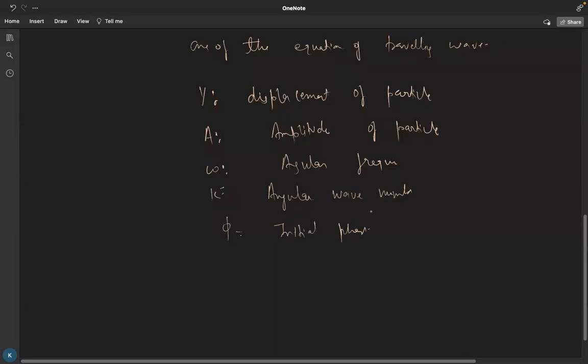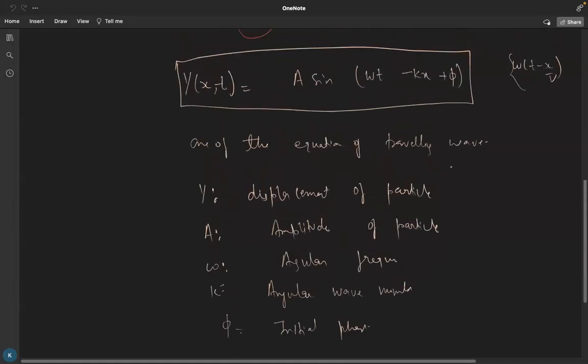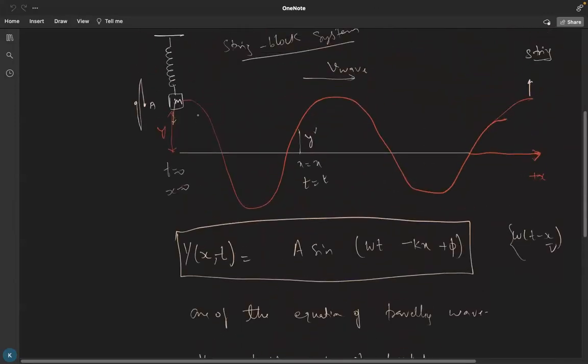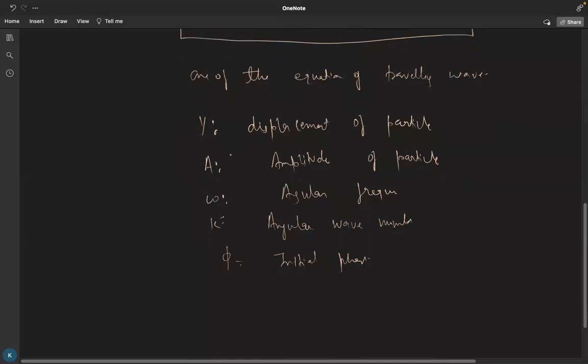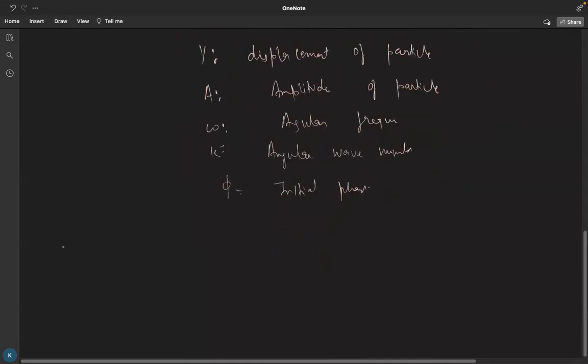So these are some common abbreviations we use in the above equation. I hope this will be clear to all of you, right? So y is the displacement of the particle, because we have a lot of particles there. So what is the displacement of the particle from there? And a is the amplitude of the particle. Let's start writing the velocity, acceleration, and other equations of the traveling wave.